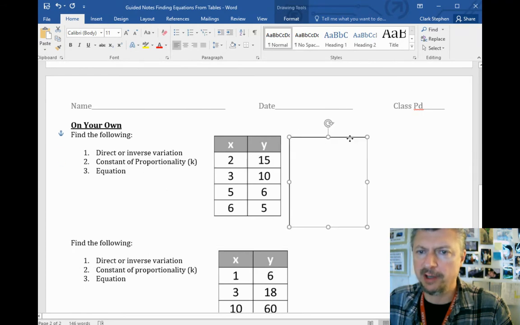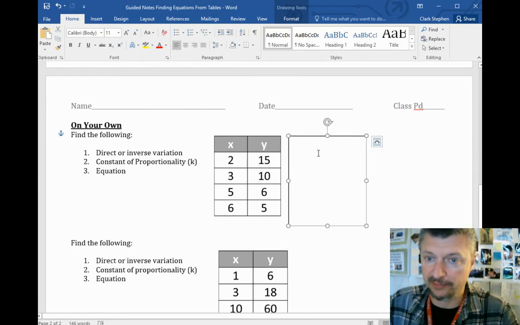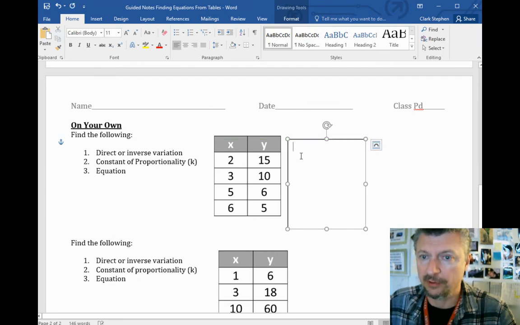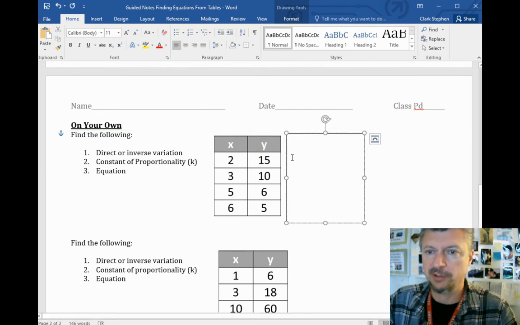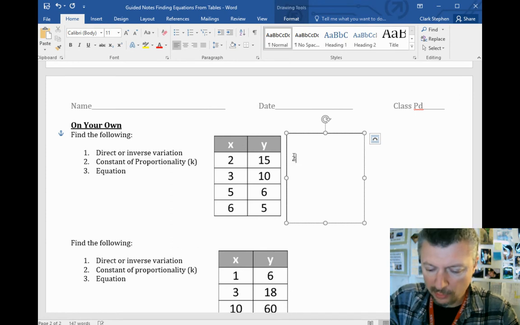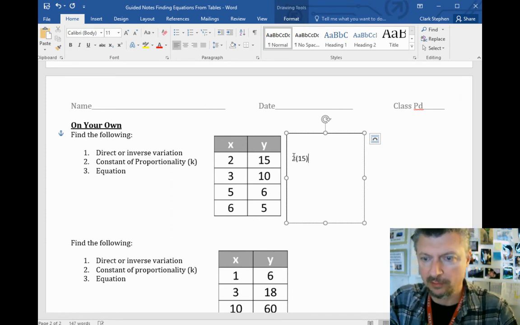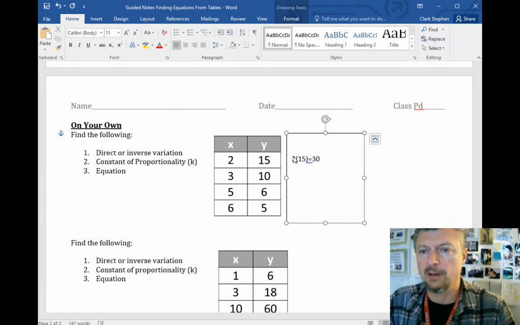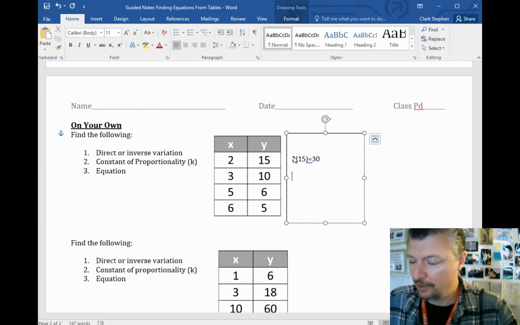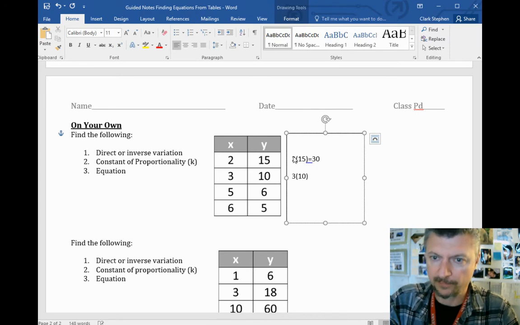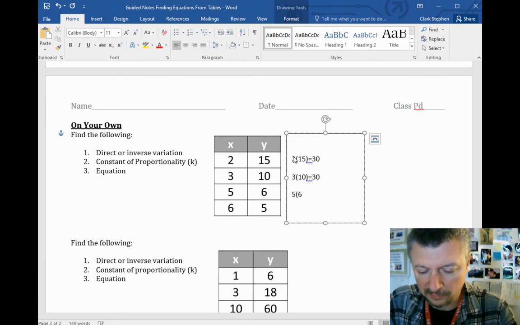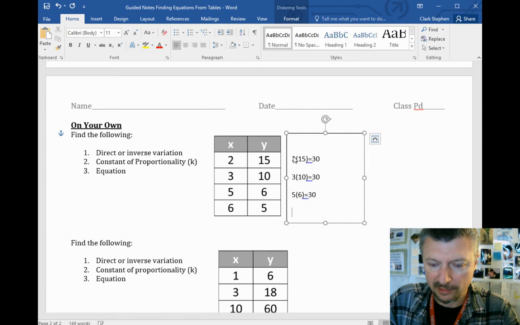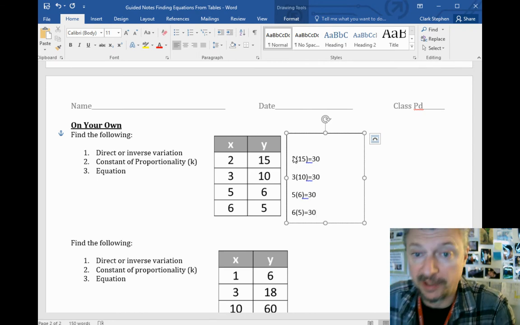All right, so the easiest thing to tell is if it's inverse. So I'm going to see if it's inverse first. The first set of coordinates we have here is 2 and 15. So 2 times 15 equals 30. Now, if the next one equals 30, it's probably going to be inverse here. So 3 times 10 equals 30. Now I know also, oh, here we go, 5 times 6 equals 30, yes, and 6 times 5 equals 30. There we go, so that's inverse.